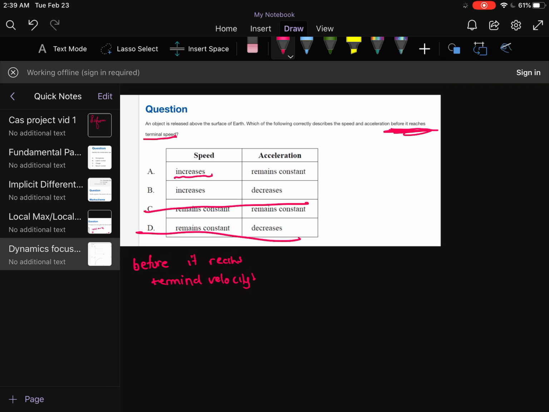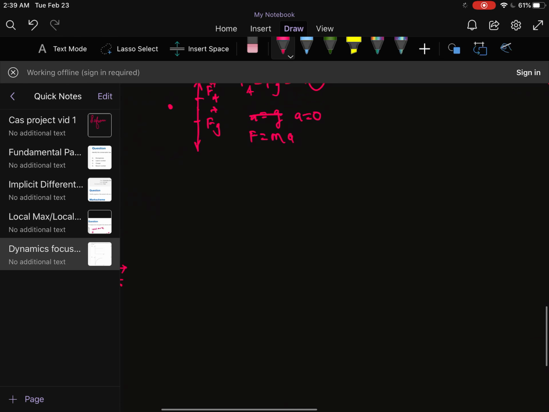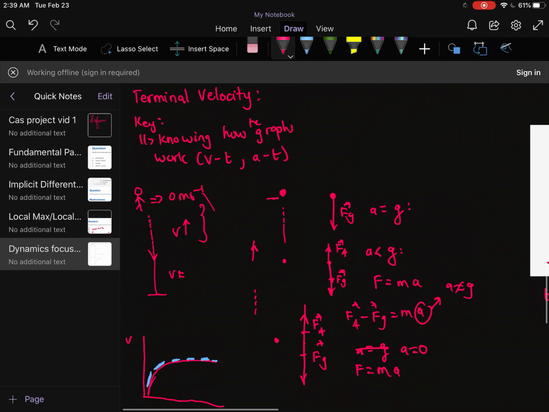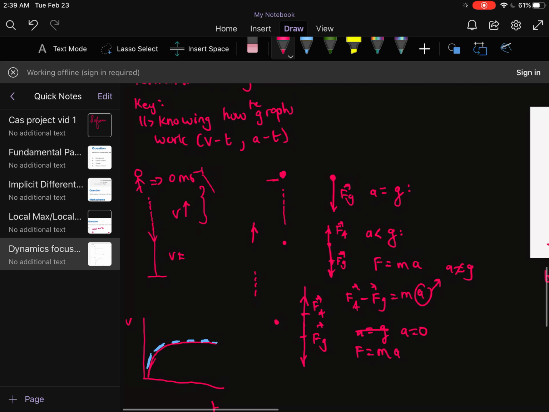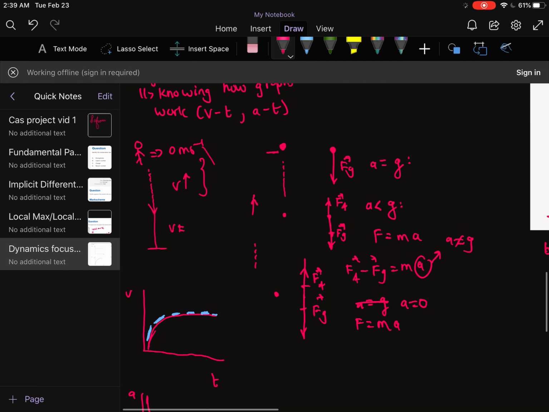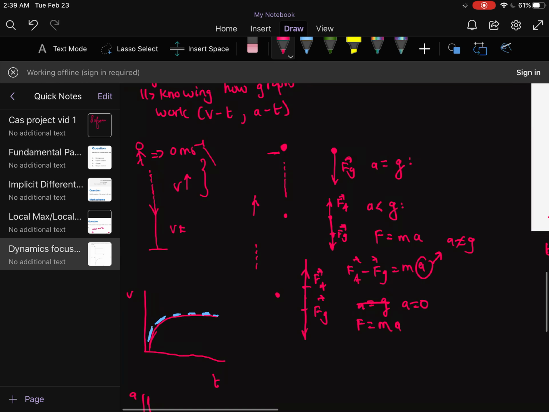So now it's asking about acceleration. Remains constant or decreases. So if we go back to the concept of what's happening to the acceleration, the moment you drop it, the moment you let it go, acceleration is purely gravitational based. But as it's going down and down and down, air resistance begins to come into effect, meaning that the net acceleration is not just gravity.